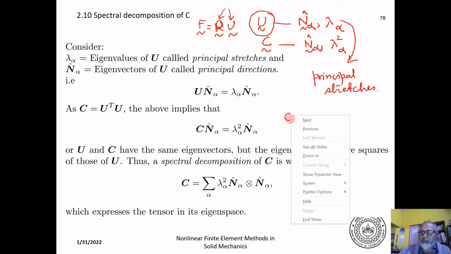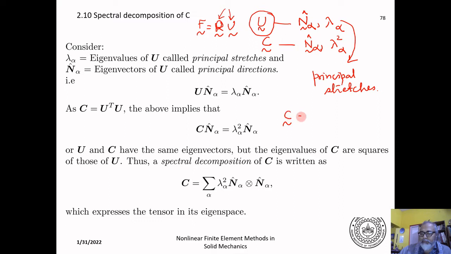a spectral decomposition. So you can write C as the sum of lambda alpha square n alpha dyadic n alpha, which means there's no summation involved here. So this is lambda 1 square n1 dyadic n1 plus lambda 2 square n2 dyadic n2 and so on.